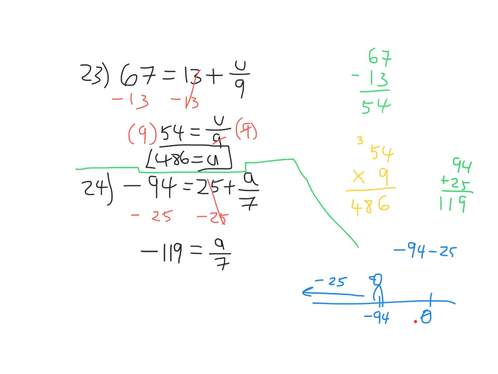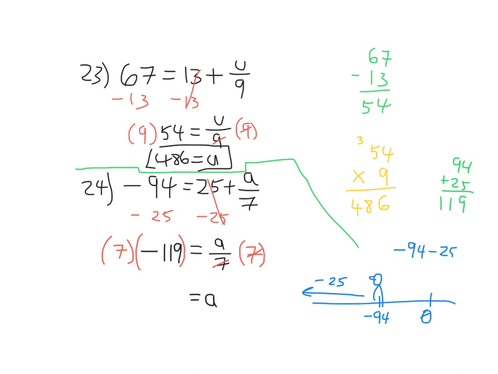Again, if you have to rewind and watch that whole thing over again, go ahead and do it. But then we have A divided by 7 equals negative 119. So now we're going to multiply both sides by 7. I'm going to make sure there's parentheses around this to clearly show that we're multiplying these numbers. Why do we multiply both sides by 7? Because the 7s would now cancel. You end up with A equals negative 119 times 7.